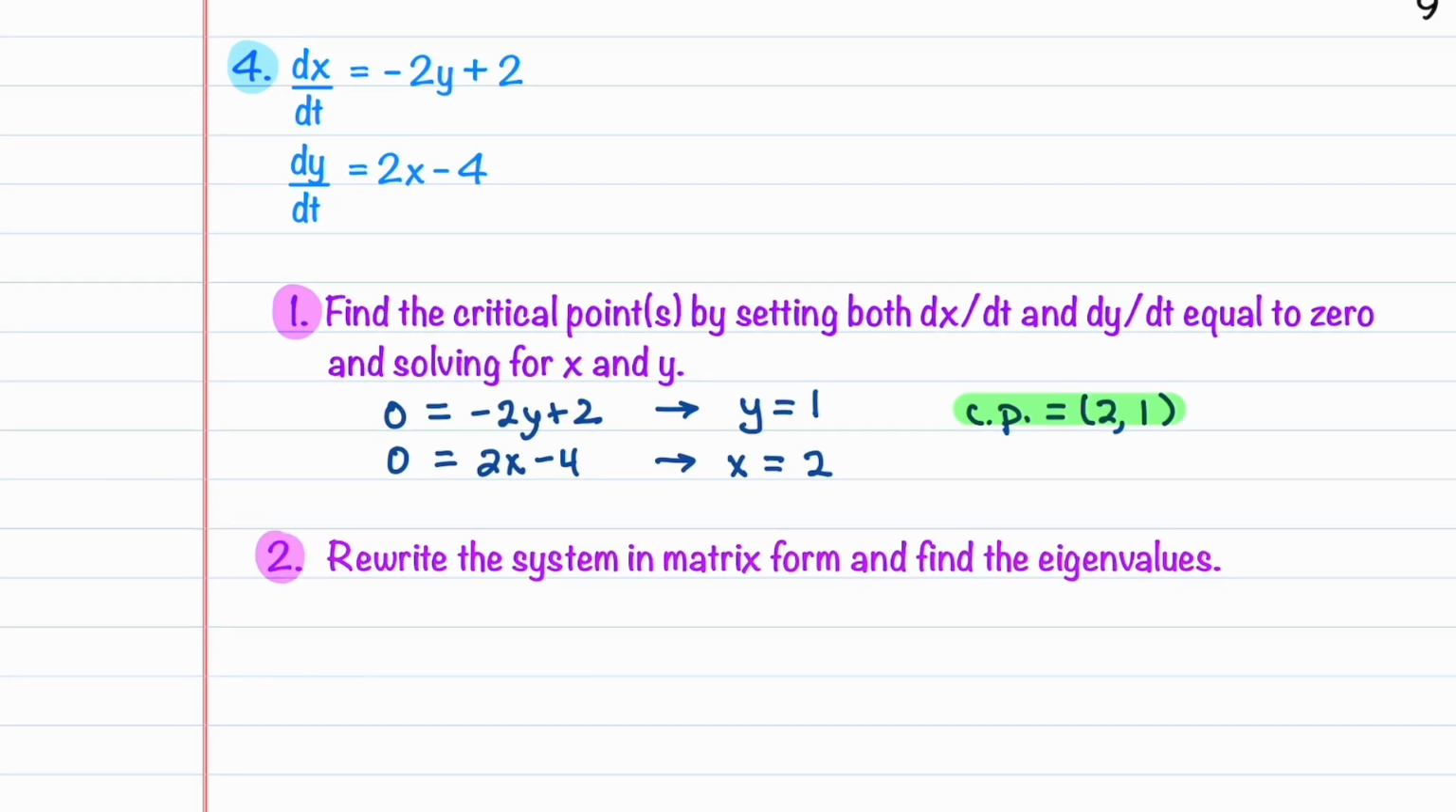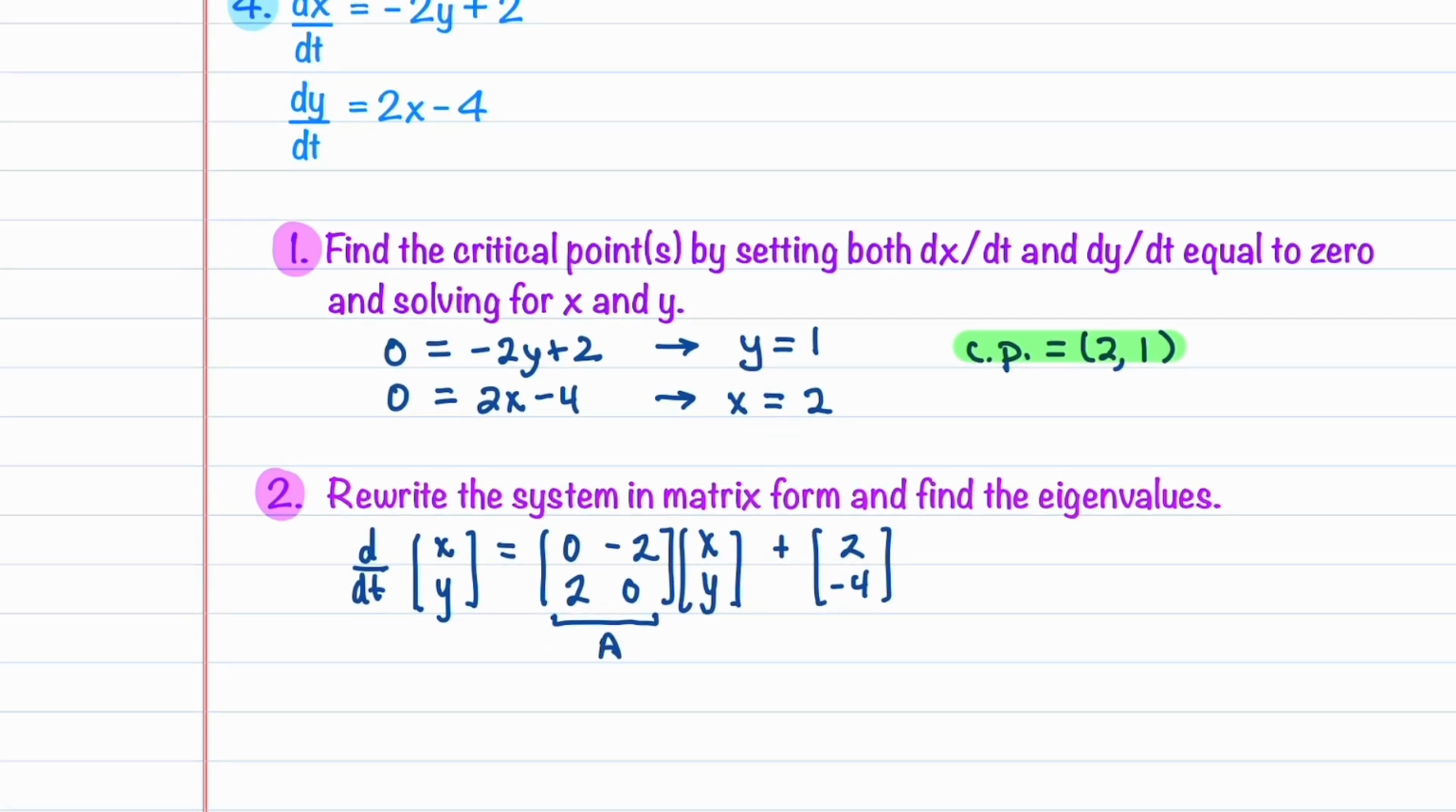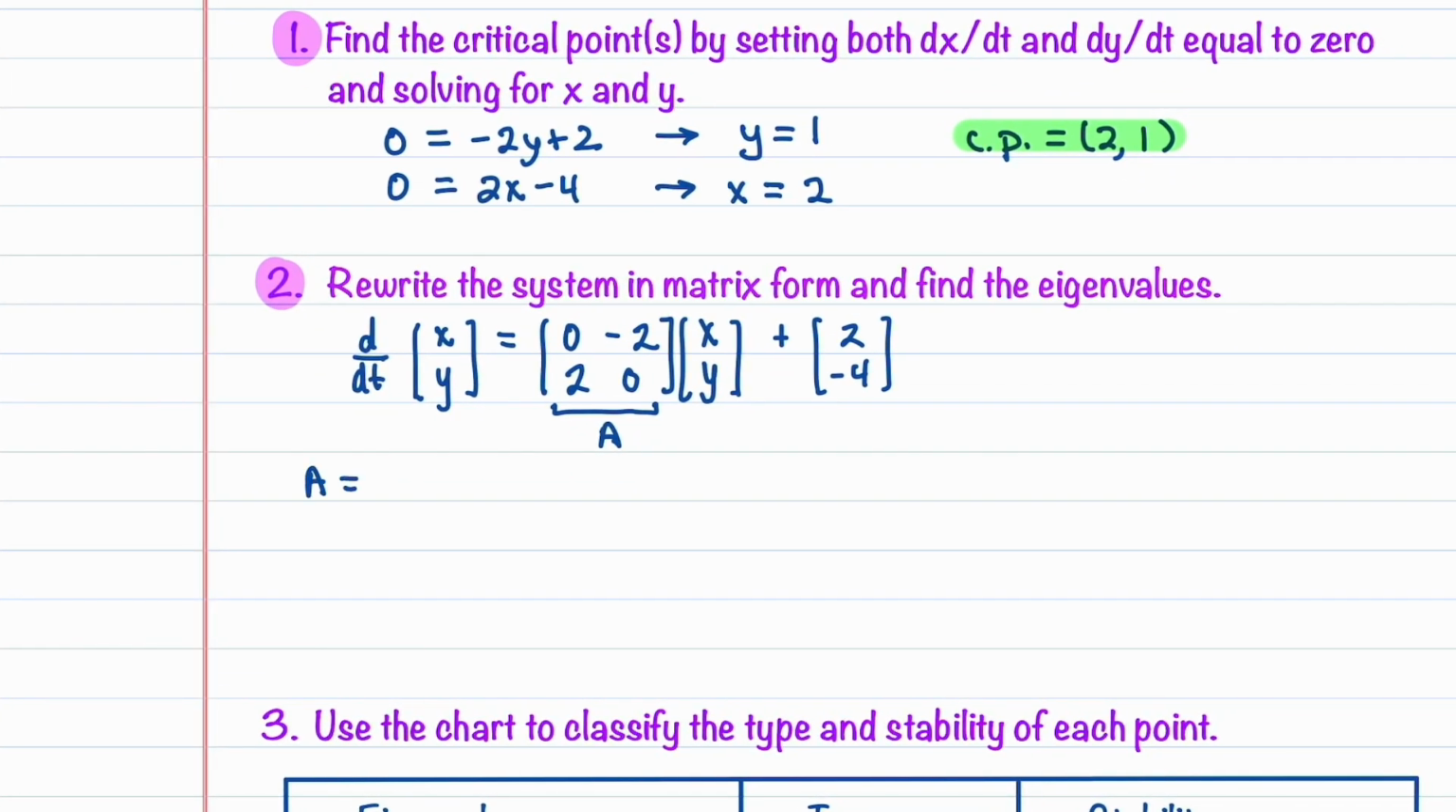Now we're going to rewrite the system in matrix form and find the eigenvalues. Our system looks like this. We have d/dt of x and y. Separating the constants from x and y, we get the matrix 0, minus 2, 2, 0 that multiplies x, y. And then we have our constant vector along for the ride, 2, minus 4. This is our matrix A. So we have A is the matrix 0, minus 2, 2, 0.